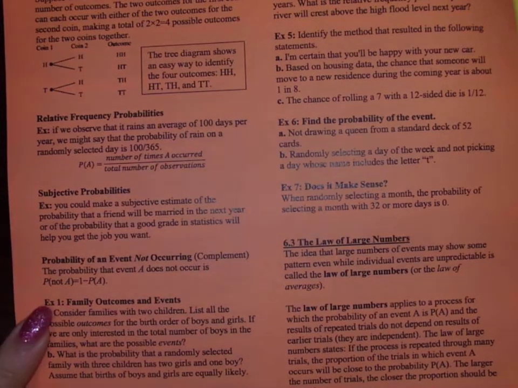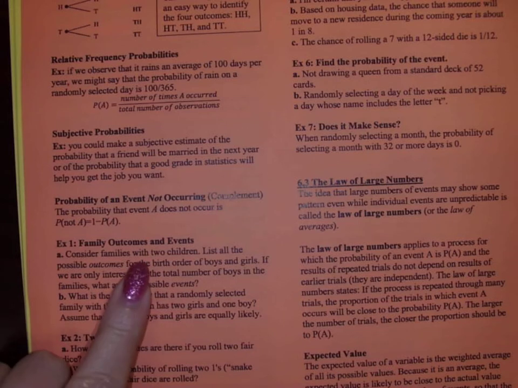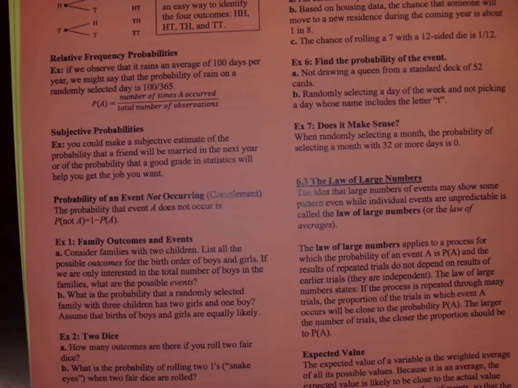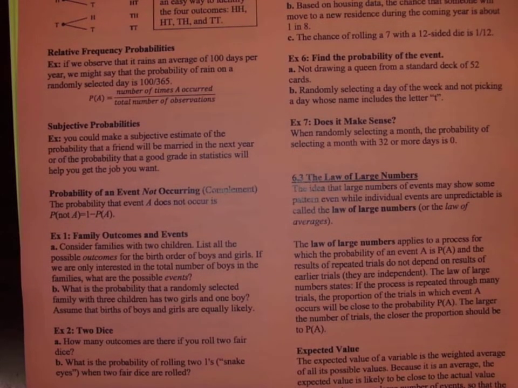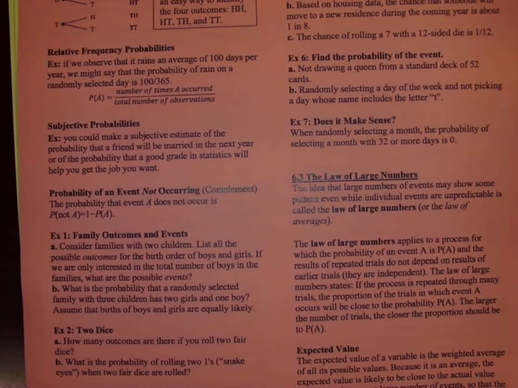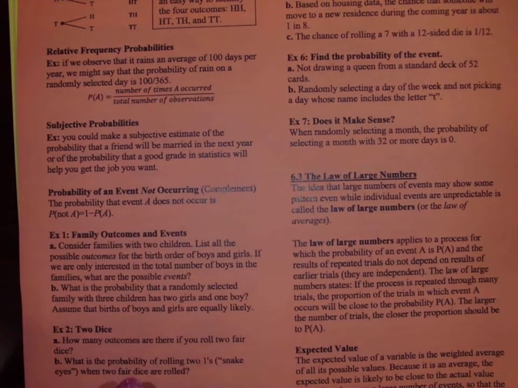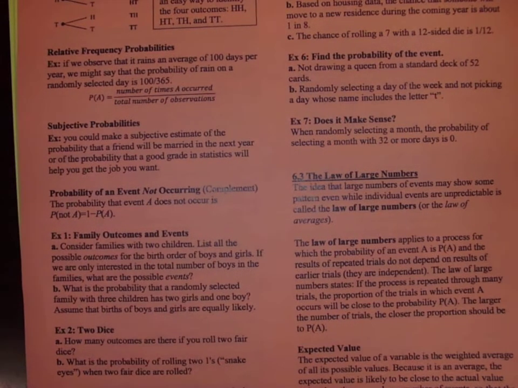So for example 1, family outcomes and events. Part A, consider families with 2 children. List all the possible outcomes for the birth order of boys and girls. If we are only interested in the total number of boys in the families, what are the possible events? So we're interested in the total number of boys, but we're going to list the total possible here. All right, so this will be example 1.